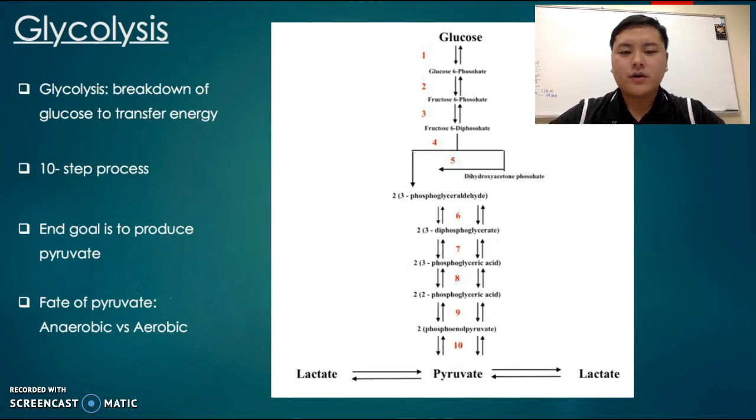So let's start with the first one, which is glycolysis. That's the breakdown of glucose in order to form pyruvate and, of course, ATP. It's a 10-step process and the end goal is to create pyruvate in order to go either in the anaerobic or aerobic direction.